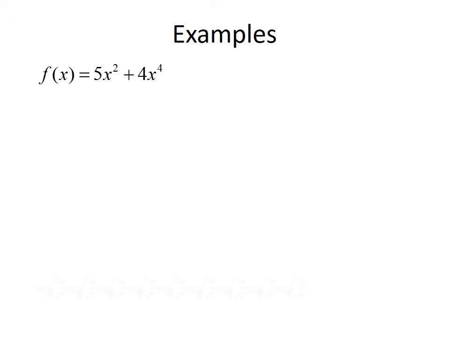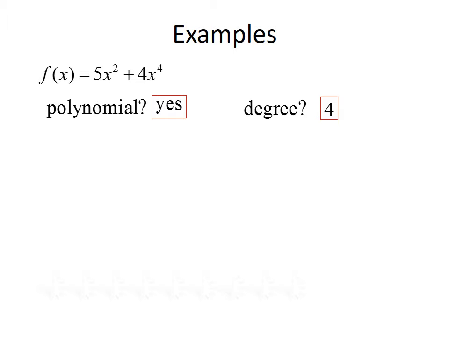So let's do a couple of examples where we examine whether or not given functions are polynomials. The first function we want to look at is f of x equals 5x squared plus 4x to the fourth. And we want to determine, is this function a polynomial? And if it is, what is its degree? So since this function matches the form on the previous slide, it has coefficients that are real numbers, and it has exponents that are integers, this is a polynomial. And remember, the degree is the highest power that you see, so we have powers of 2 and 4. Since 4 is highest, this has a degree of 4.